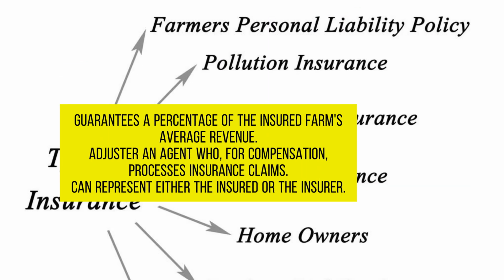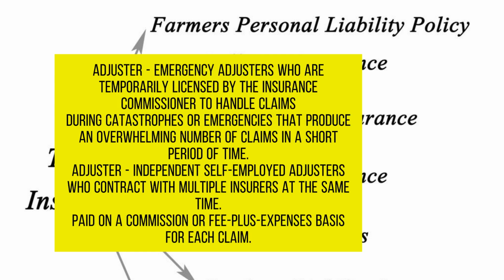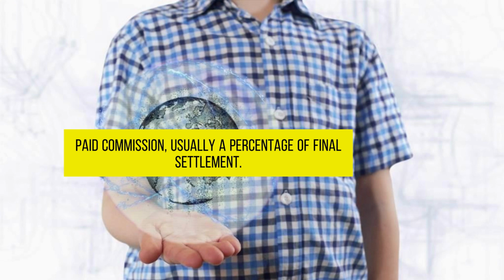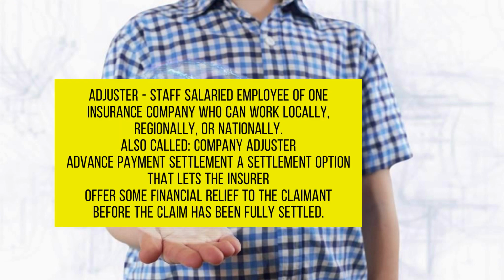Guarantees a percentage of the insured farm's average revenue. Adjuster: an agent who, for compensation, processes insurance claims, can represent either the insured or the insurer. Also called fee adjuster, bureau adjuster. Public adjuster: hired to represent the claimant and help determine a fair indemnification, usually specializes in appraisals and negotiation. Paid commission, usually a percentage of final settlement.